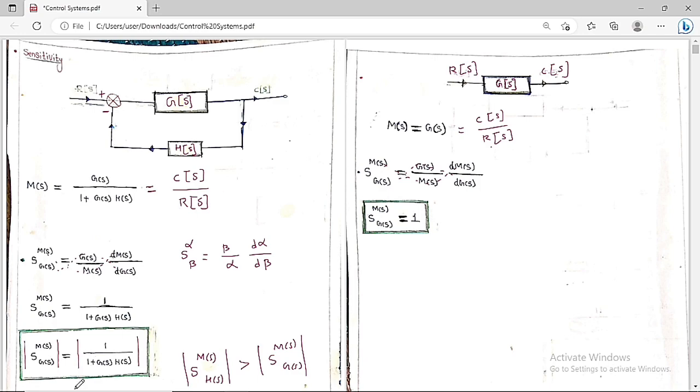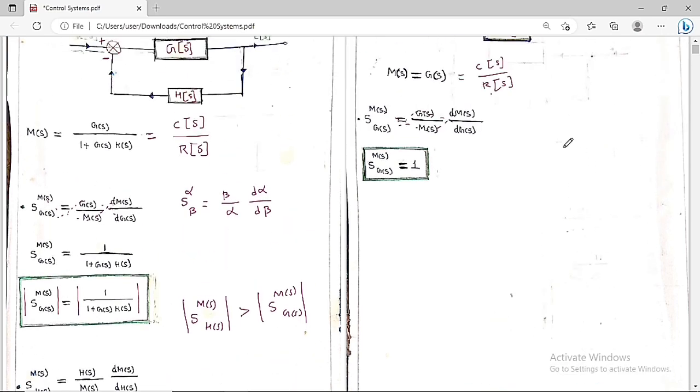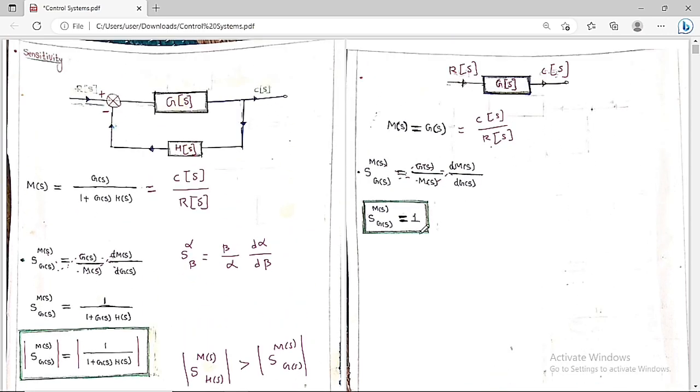So this one is always lesser than 1. Here also, if you see clearly, the denominator is higher when compared to numerator. So this one is also lesser than 1, because in both the cases the denominator is higher when compared to numerator. Therefore, we can say the overall values are always lesser than 1 in the case of closed loop system, but in the case of open loop system, this value is equal to 1.